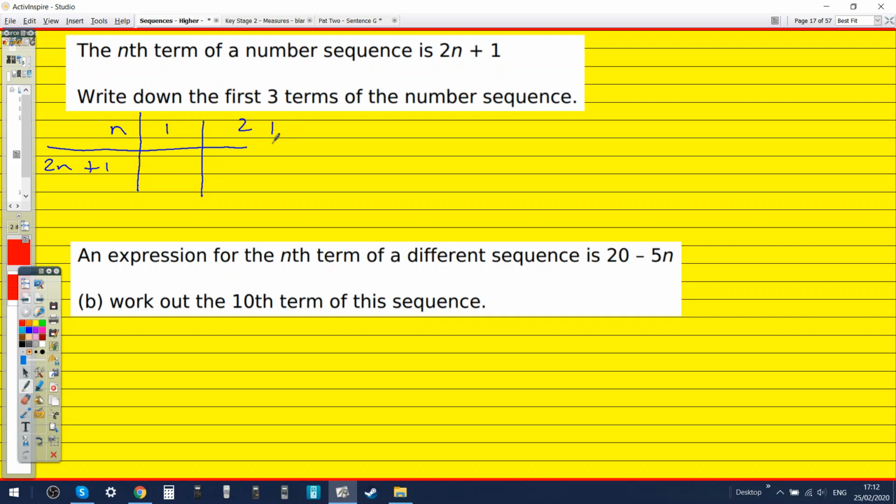So 2 times by 1 is 2. Add 1 is 3. 2 times by 2 is 4. Add 1 is 5. 3 times by 2 is 6. Add 1 is 7. Well done. And how about B down the bottom?